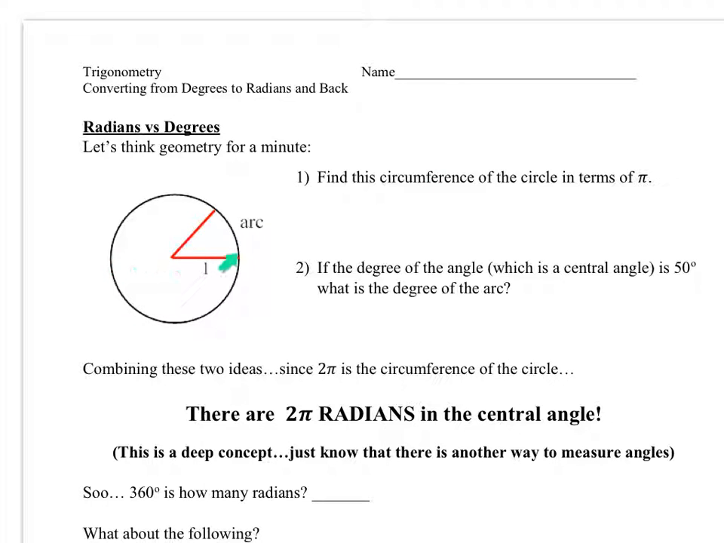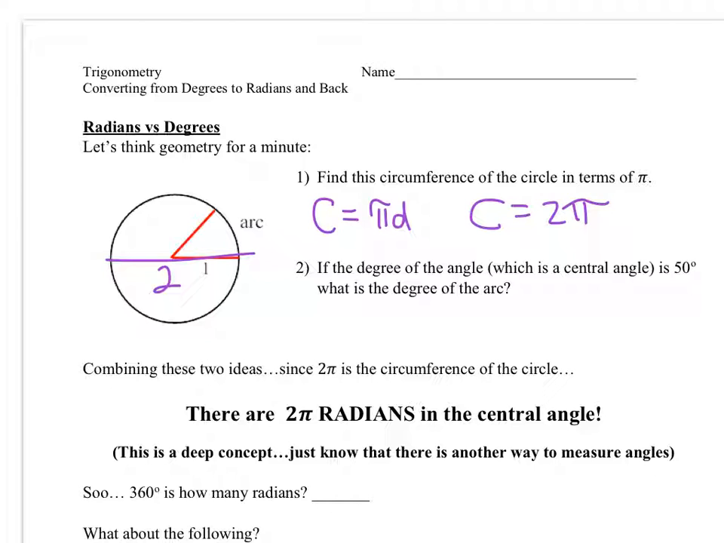So we have this circle here with a radius of 1. So remember, circumference equals pi times the diameter. So what's the diameter of this guy? Well, everyone's yelling out 2 pi. Correct? Because the diameter is 2. So the circumference is 2 pi.